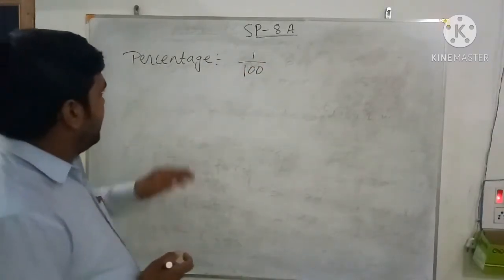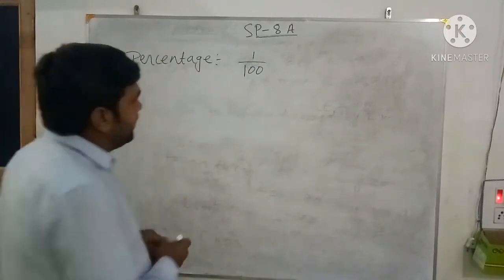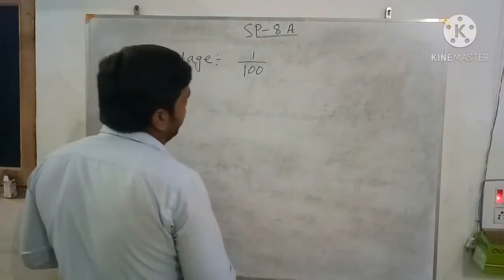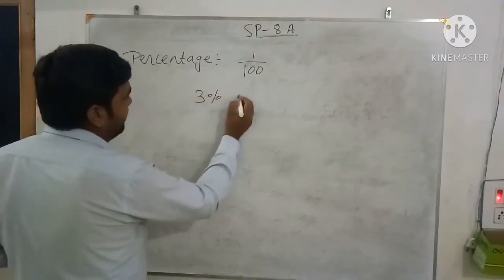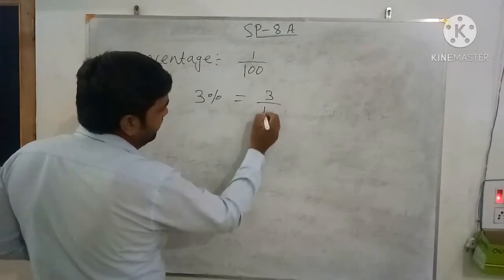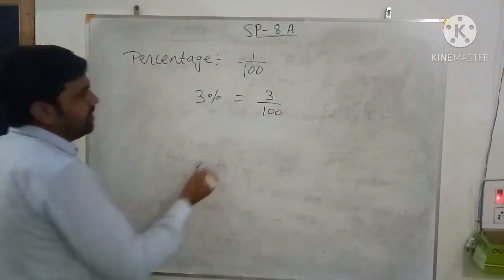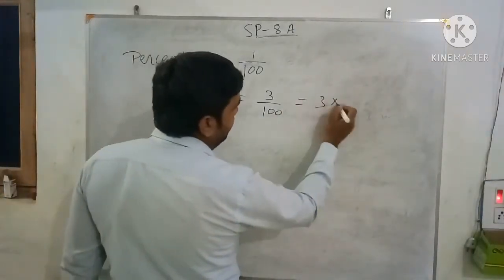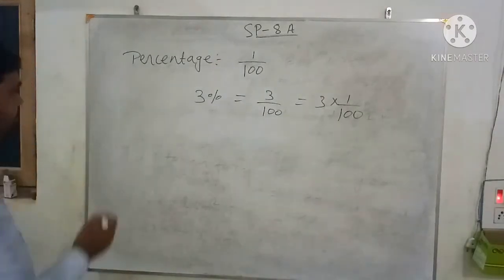So if you have to calculate the percentage of anything, you have to multiply that number by 1 by 100. For example, suppose you have to calculate 3%, so 3% means 3 by 100. On the place of percent, what do we write? 1 by 100. So 3% means 3 multiplied by 1 by 100. That is the percentage. Now see the first question.